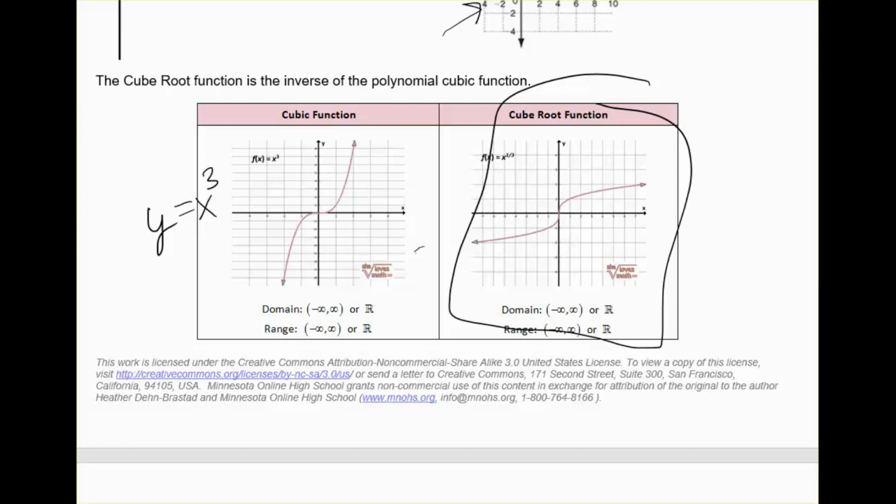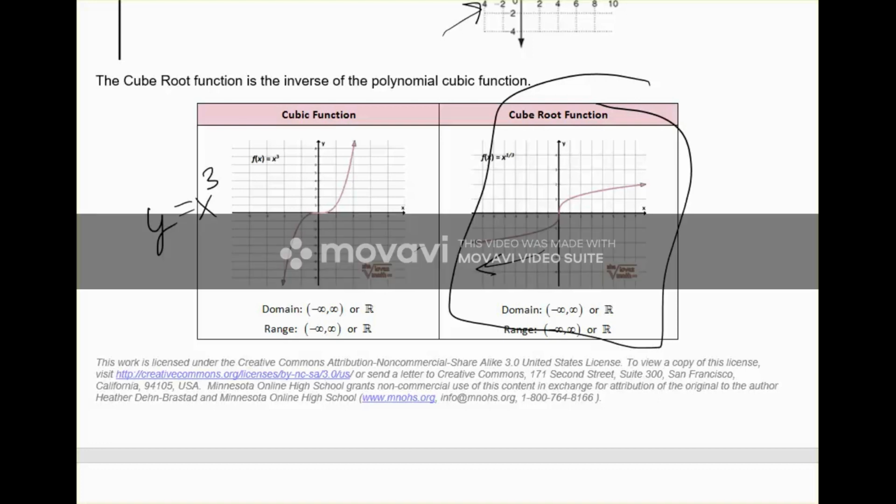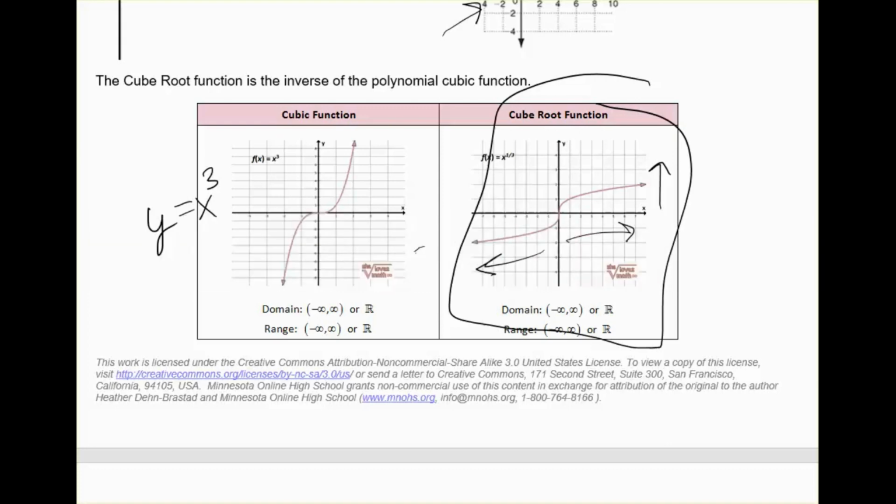The domain of the cube root function is all real numbers, because in this one x is going to continue to get more and more negative and more positive on the other end, so it's just all real numbers. And the range, even though it increases slowly, it will increase when you are looking at the right side, and on the left side it will decrease, so the range is also all real numbers.